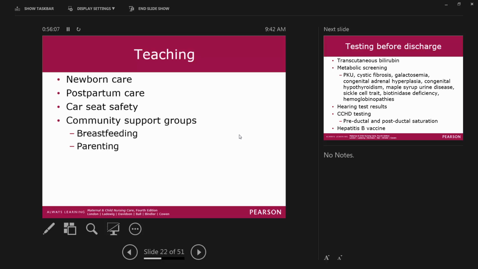We teach the same thing for postpartum care. Did you have a vaginal delivery? How do you take care of your perineum? If you had a C-section, how do you take care of your incision? What kind of bleeding are you supposed to be expecting? What signs and symptoms are important to report?